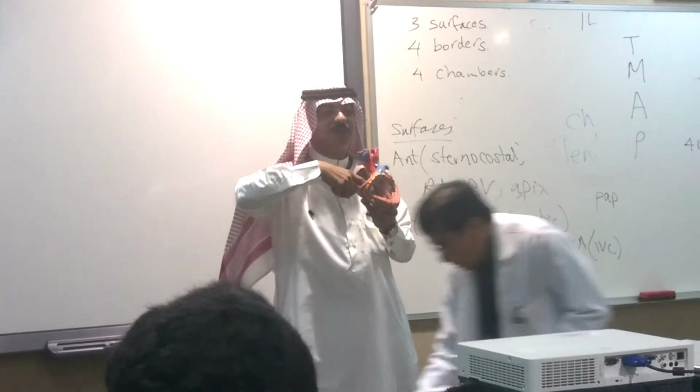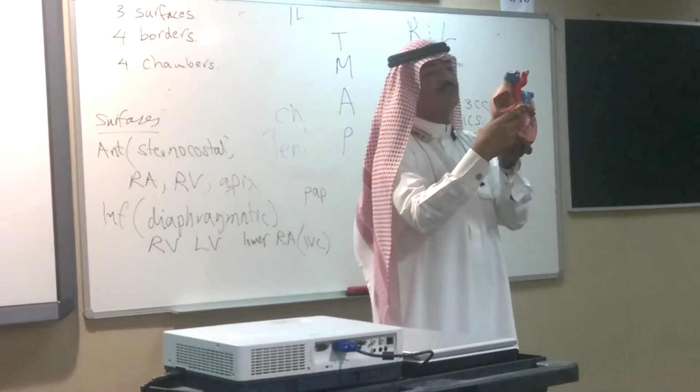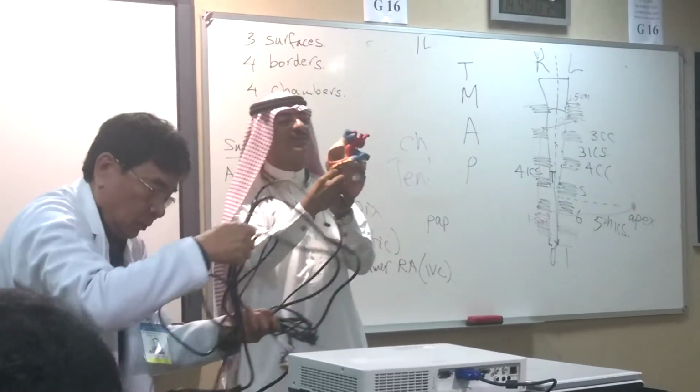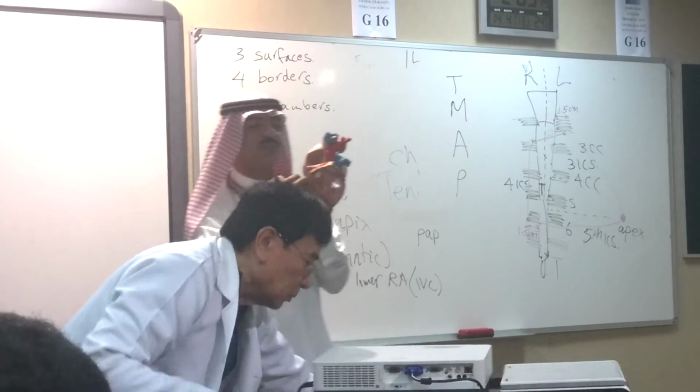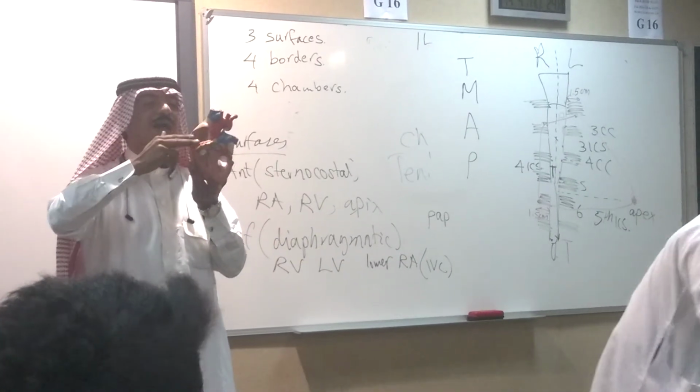The right atrium communicates with the right ventricle through the right atrioventricular orifice, guarded by the tricuspid valve. The cusps of the valve are arranged so that there are two anterior and one posterior, or simply anterior, septal, and posterior.